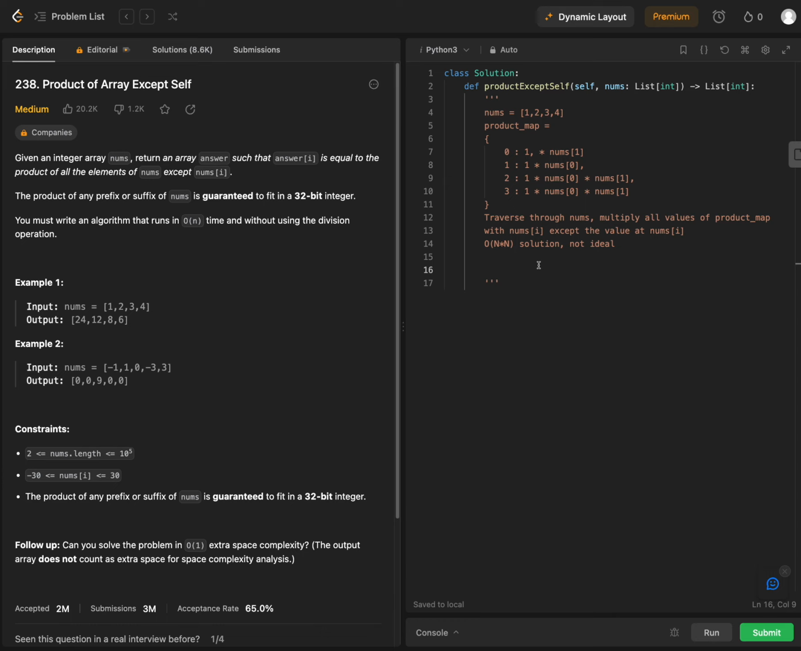Times without using the division operation. Okay. How do you do this? One, two, three, four. How about we think about this as well? Okay, how about we modify this?